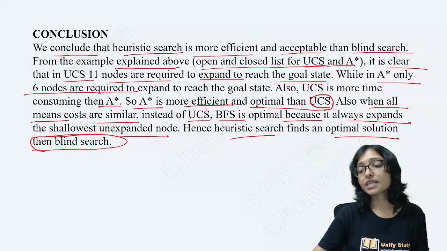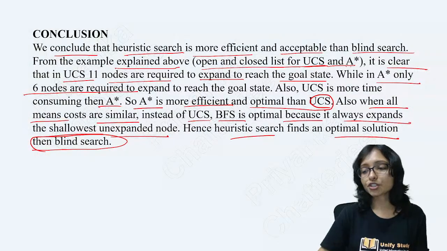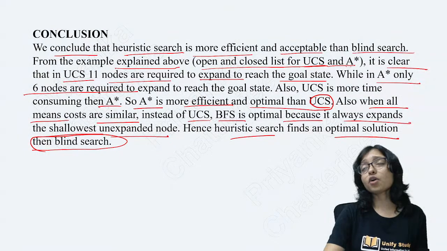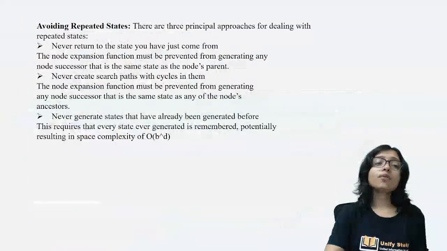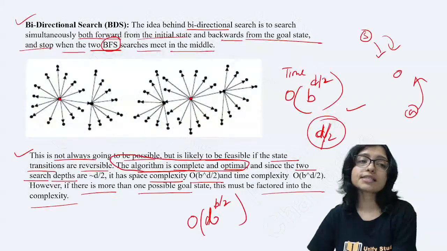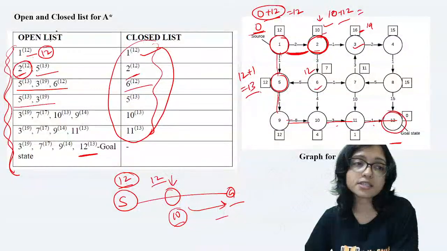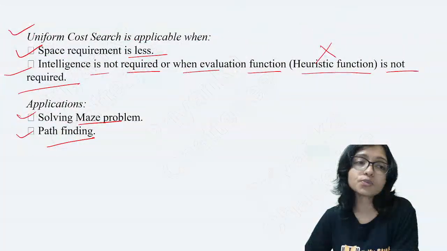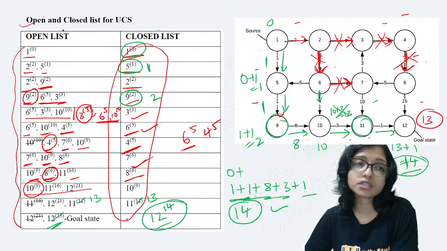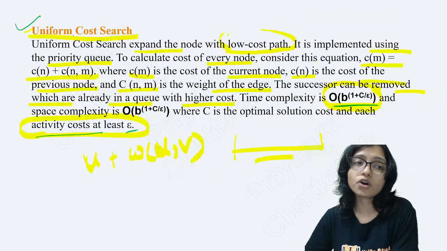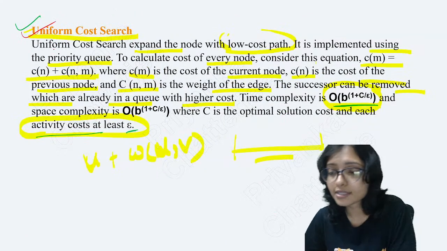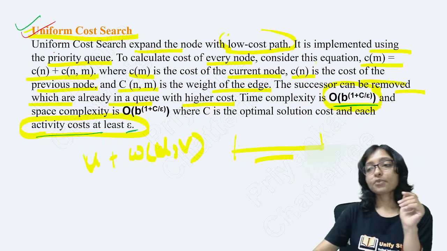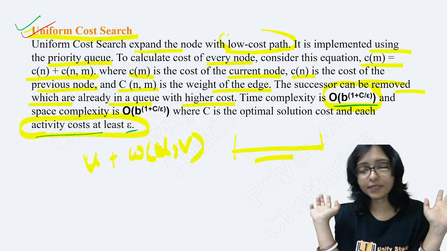Yes, UCS is the uninformed search. Uniform cost search, sorry. UCS is the uniform cost search. That is this one. The first one that we did, uniform cost search. This one. UCS. Okay. I hope you are happy.